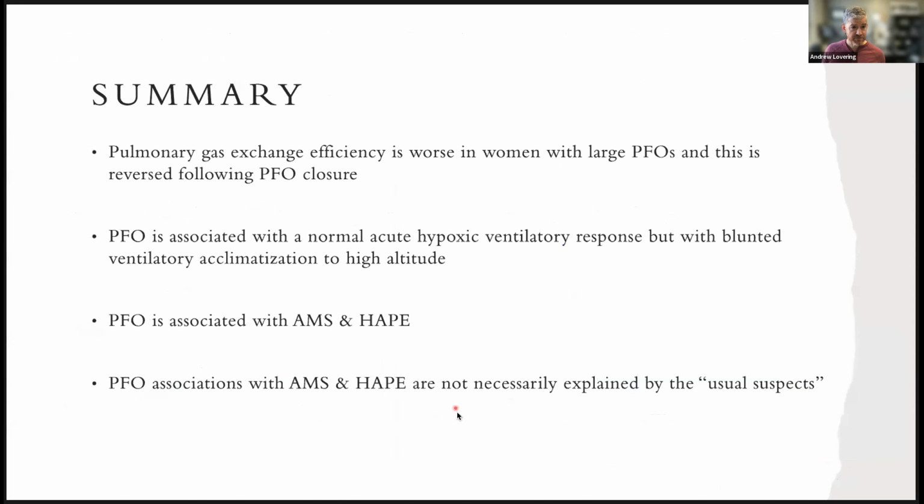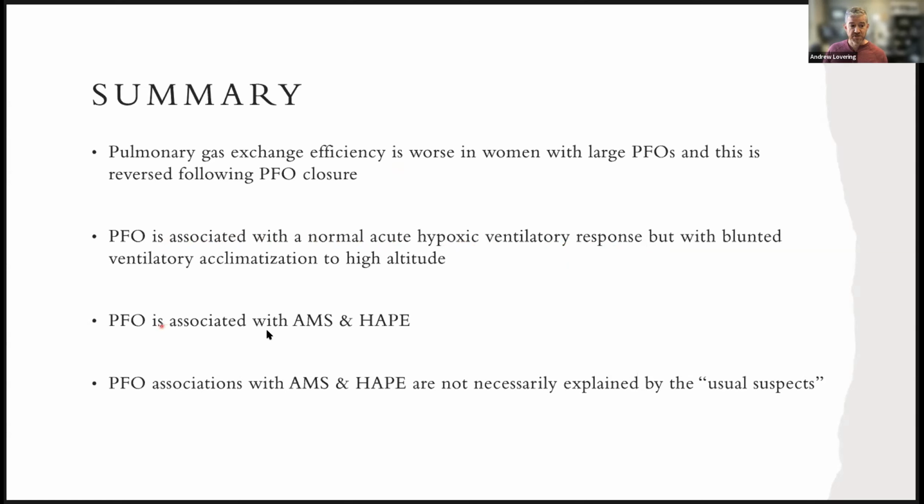So as a summary, pulmonary gas exchange efficiency is worse in women with large PFOs, and this is reversed following PFO closure. So we think this is pretty good evidence that the PFO is involved in gas exchange efficiency. PFO is also associated with normal acute hypoxic ventilatory response, but with blunted ventilatory acclimatization to high altitude. So in the short term, we don't see any differences in ventilatory responses, but in the long term, we do see significant differences in their ventilatory responses.